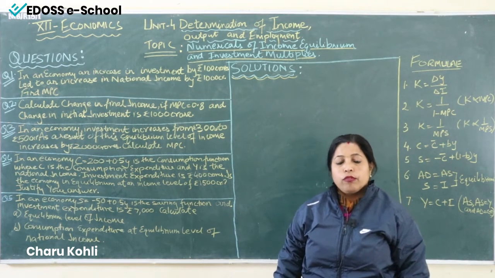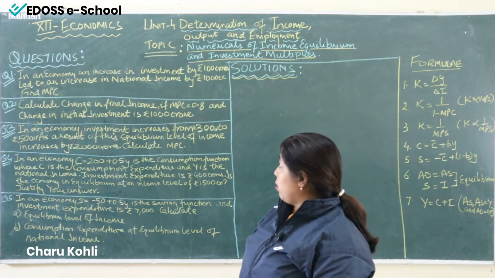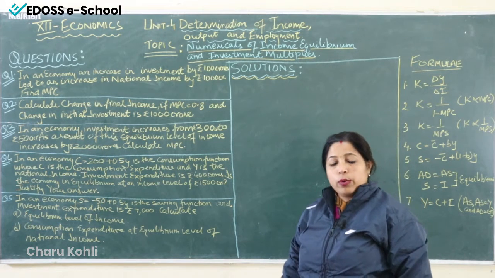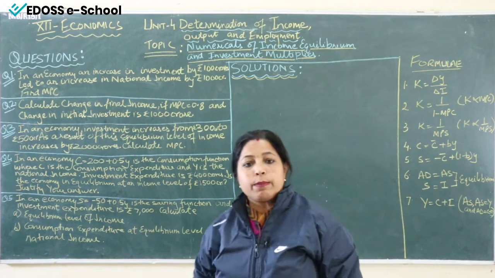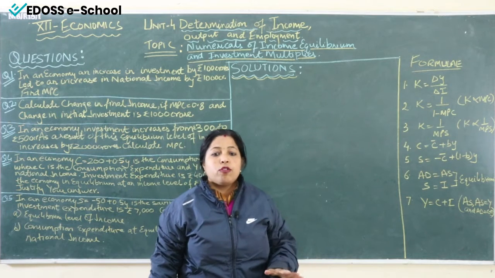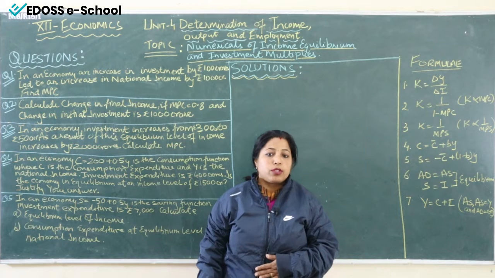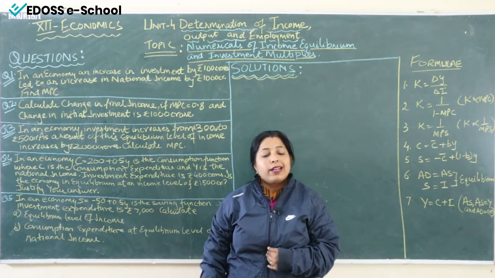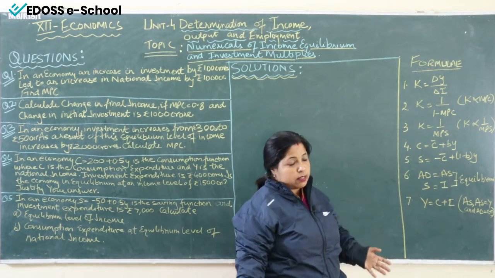As you all know, we are in the process of doing numericals of Unit 4, Macroeconomics, that is determination of income, output and employment. Today, we are going to take the numericals of income equilibrium and investment multiplier. Let us go through the formulas before starting the numericals. We have already completed the theoretical concept of this topic. We are just going to take a quick look at the numericals which we have already studied along with their derivations.